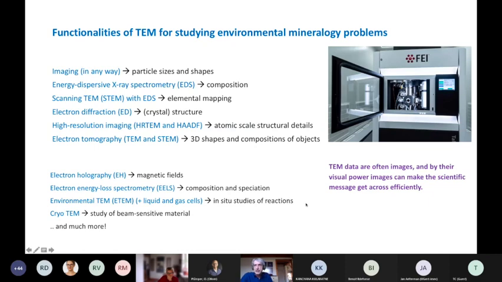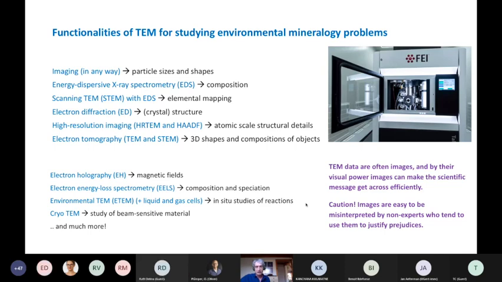What I'd like to emphasize is that TEM data are often images, and beyond the scientific content of the image, it also has great power in conveying your message. On the other hand, you also have to be cautious because images are easy to misinterpret, because everyone thinks he or she understands what's in an image. I had this experience with people who don't use electron microscopy all the time, that they tend to see things in images that they want to see in them. And that is very dangerous sometimes, so you have to be careful with that.